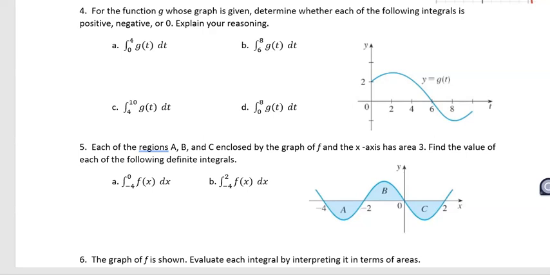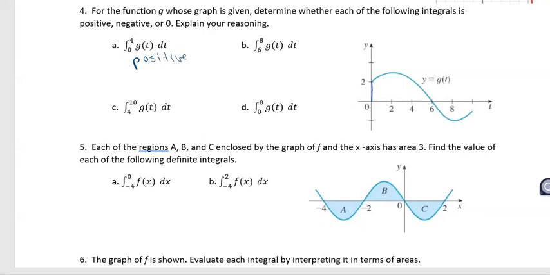We have the integral from 0 to 4, and we're looking at this region. So 0 to 4 is from here to here. So this right here is the integral from 0 to 4 of g of t. That means that you start at 0 and you go to 4. So we're looking at this area all right in here. That area is all above the x-axis, so that area is going to be positive.